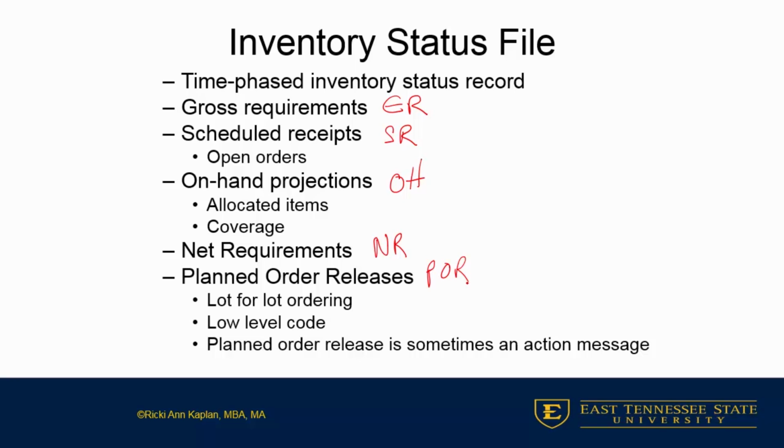Our planned order release is an action message. It is telling you to place an order. Call up, send in an email, whatever, get that order so that you get what you need when you need it so you can produce. If you don't have your raw materials, your items, parent items, or raw materials to make this end item, you can't produce. You can't make money. So it's very important to take a look at this.